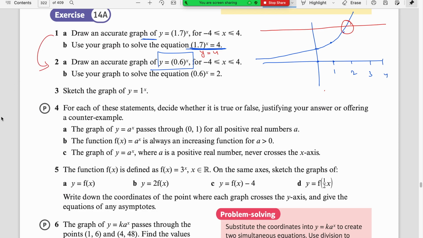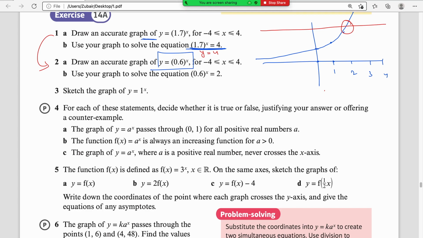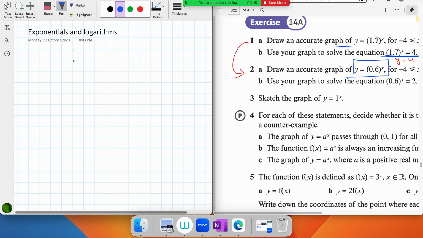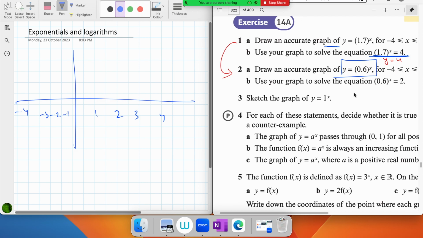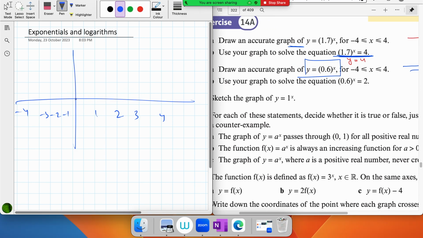Question 2 is exactly the same in nature as question 1. It says 0.6 raised to power x from minus 4 to 4. Minus 4, minus 3, minus 2, minus 1, 1, 2, 3, 4. On a grid it would be easy. So 0.6 raised to power 0 is 1. 0.6 raised to power 1 is 0.6. 0.6 raised to power 2 is 0.36. So it keeps on decreasing on this side and it will increase on the other side.